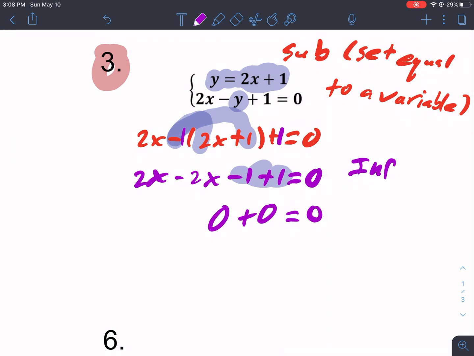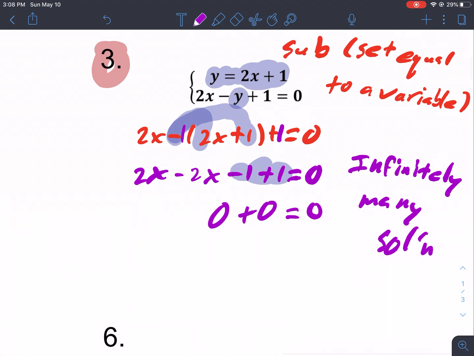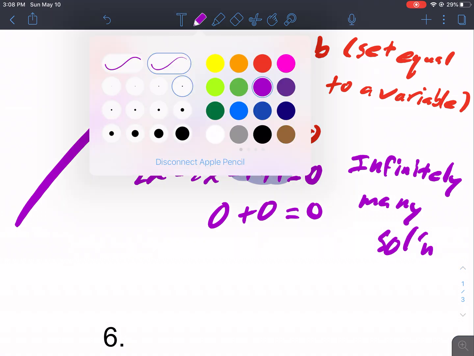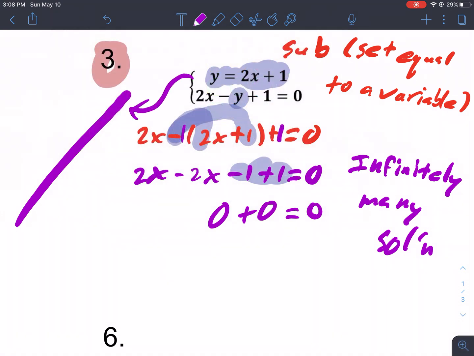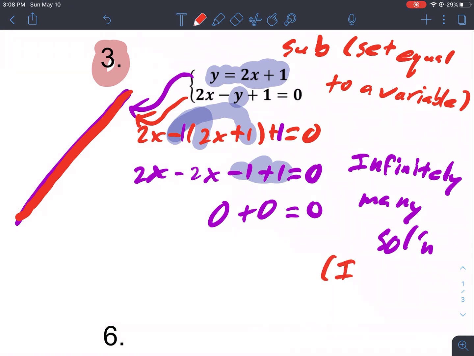So, infinitely many solutions. We haven't really talked about this, but if you've done your quizzes, this answer comes up. Infinitely many solutions. Basically what this means is if I were to graph this, this is the graph for this equation. If I were to graph the other one, it would be right on top of it. So what that means is, if you put two and two together, it's the same line. So infinitely many solutions just means it's the same line.